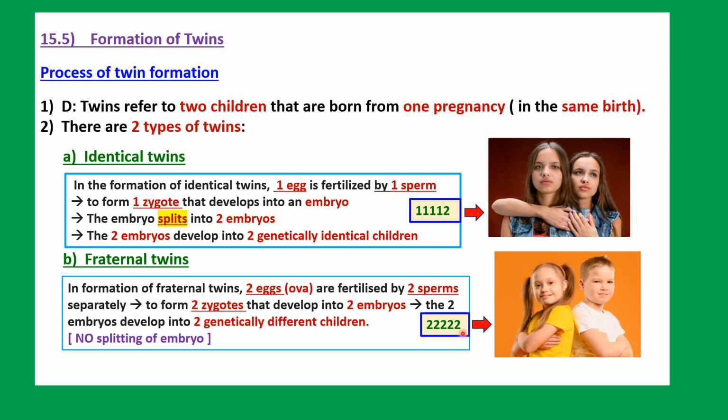So they may be of the same gender, both can be girls, or both can be boys, or there can be one boy and one girl, because the gender or the sex of the child is determined by the chromosomes.